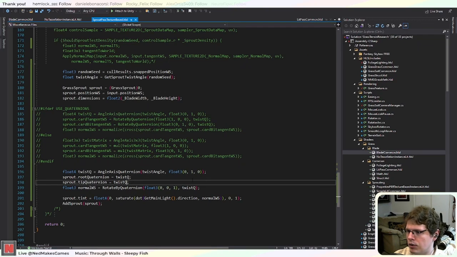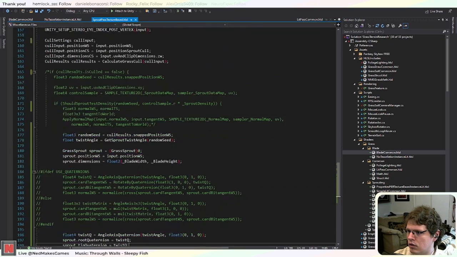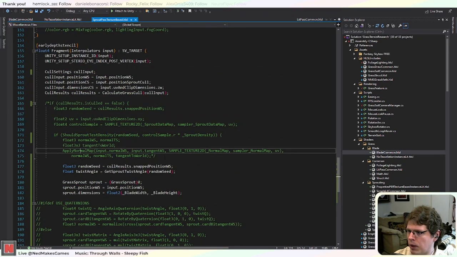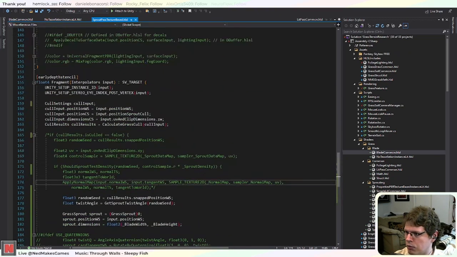Okay, so I guess that's the first thing we should do. We should build up from this. So if I want a rotation to rotate... actually, let's see here. So I kind of need to apply this normal map and get the terrain's normal and tangent vector. Yeah, and then from there I can make sure that the grass points in the correct direction.